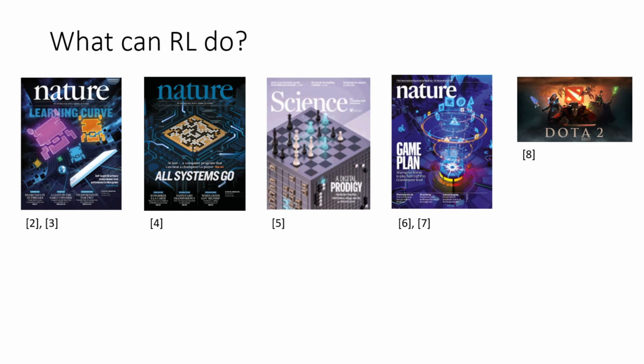Along the vein of StarCraft 2, there's also OpenAI Five, which beat, I think it was OG, back-to-back TI champions in Dota 2, which is similar to StarCraft 2 in that it's visually complex, requires long-term planning, and lots of actions.